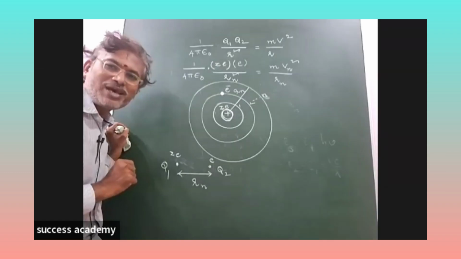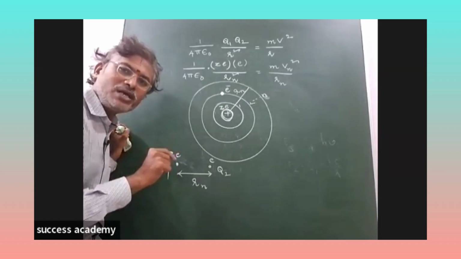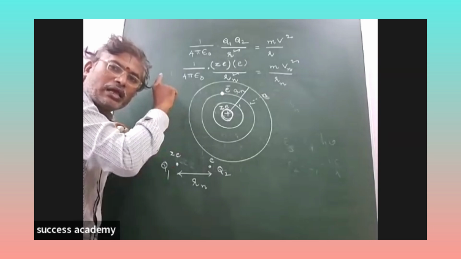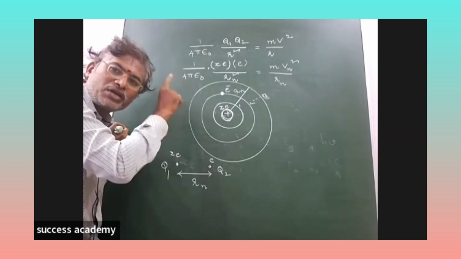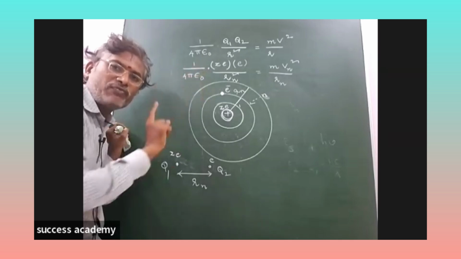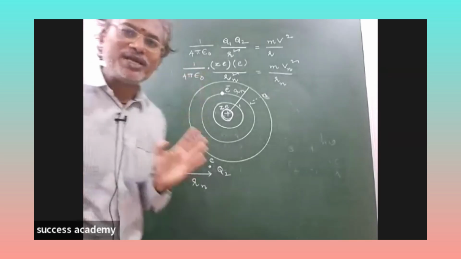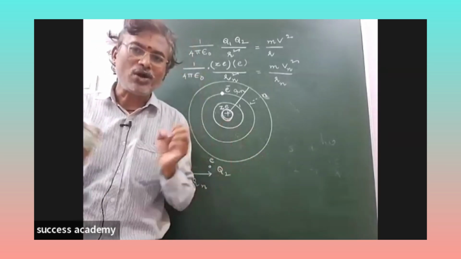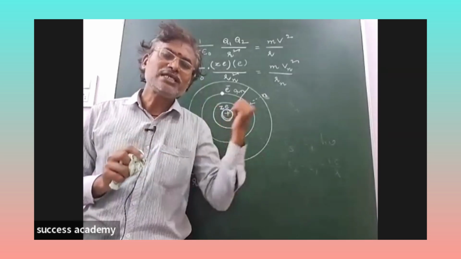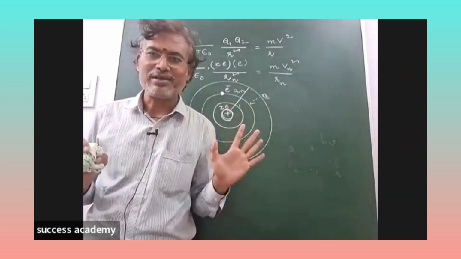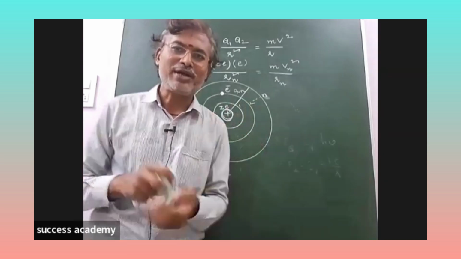Good. Okay. So here what I am saying is the electric force between the two charges is converted into centripetal force. With this, we are calculating the radius of nth orbit right now. From this we will get the radius of nth orbit. Okay. Now come to the topic.